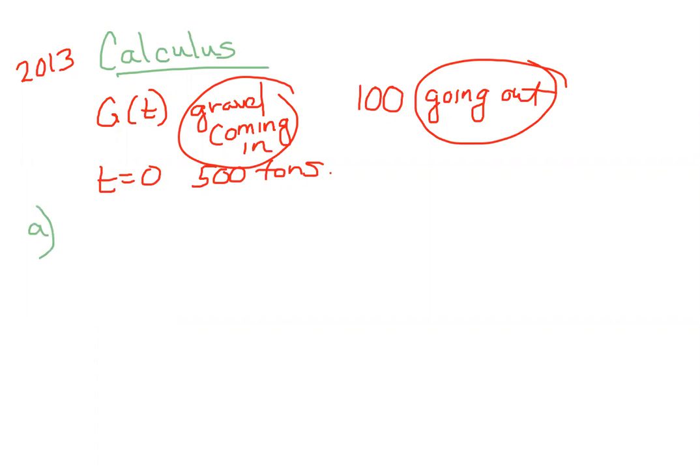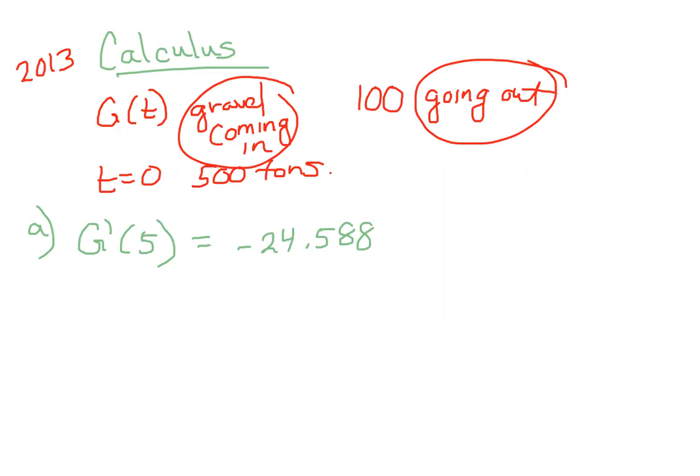Part A. Find G prime of 5. Use correct units, interpret your answer in the context of the problem. This is super easy. Don't make it harder than it is. This is a calculator problem. You're going to be able to use a calculator. All you have to do is say G prime of 5 equals negative 24.588, or 587, depending on how you're rounding on your calculator.